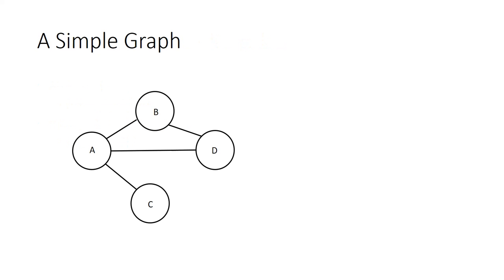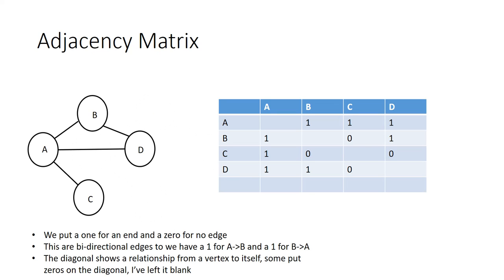Here's a simple graph. As you recall, the circles are vertices, the lines are edges. The edges show relationships between the vertices. So we'll just use this little graph for the rest of today. So here's what we can do with an adjacency matrix. We put in a 1 for an edge, and a 0 for no edge. We could use true and false instead, but we'll stick with 1s and 0s for the moment.